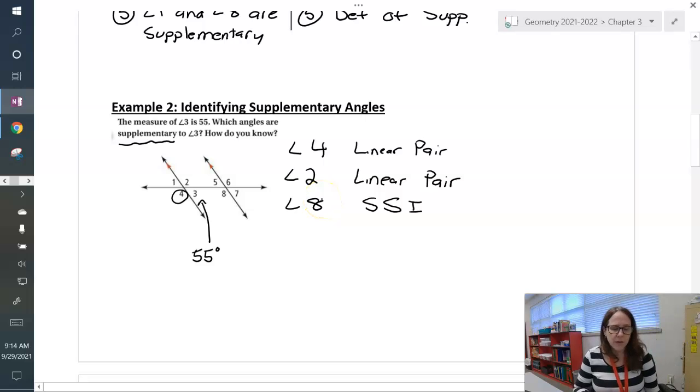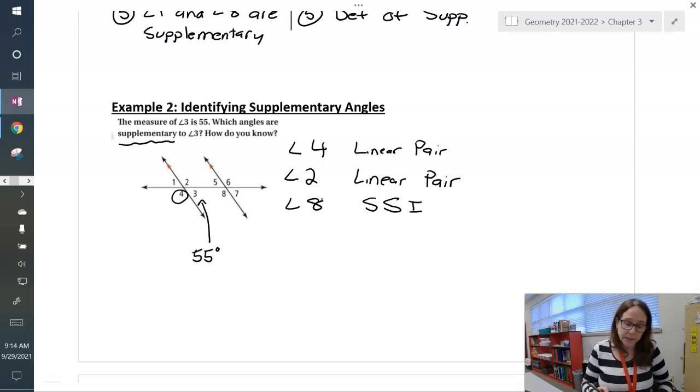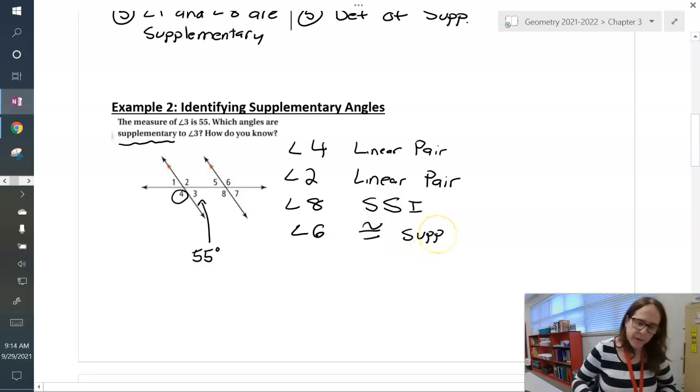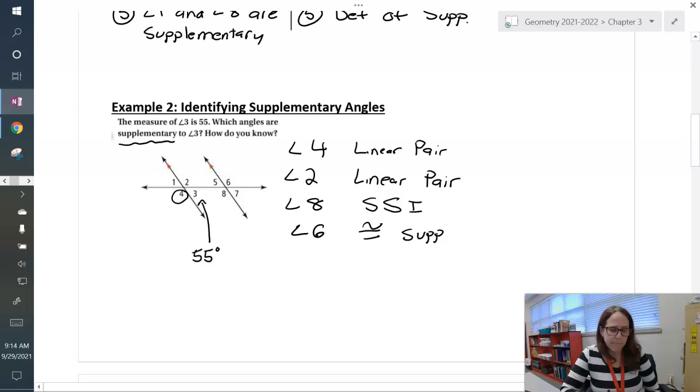Now look who is congruent with angle 8, angle 6. And that's because they're congruent supplements. So angle 6 is supplementary. Let's see if we got them all. Yep, that's all 4 of them.